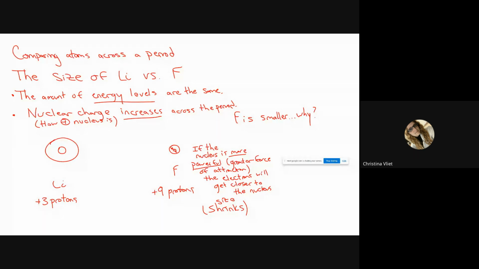So this is the tricky rule to remember. That's why I gave a blank slide to write it down. Write down the diagrams to help you to understand. The trend is across a period, the size gets smaller. As I compare elements across a period, fluorine is going to be smaller, and lithium is going to be larger.